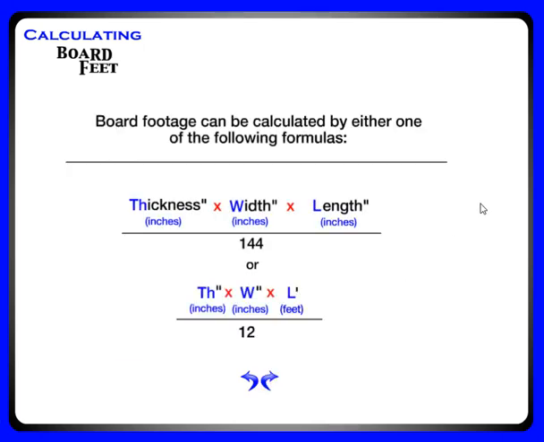Board footage can be calculated by either one of two formulas: the thickness in inches times the width in inches times the length in inches divided by 144, or thickness in inches times width in inches times length in feet divided by 12. Notice the order: thickness, width, length.